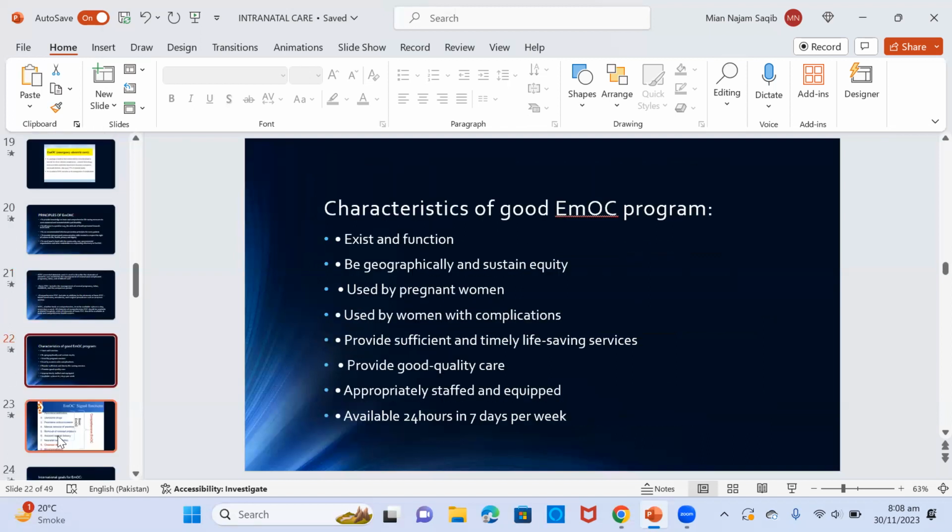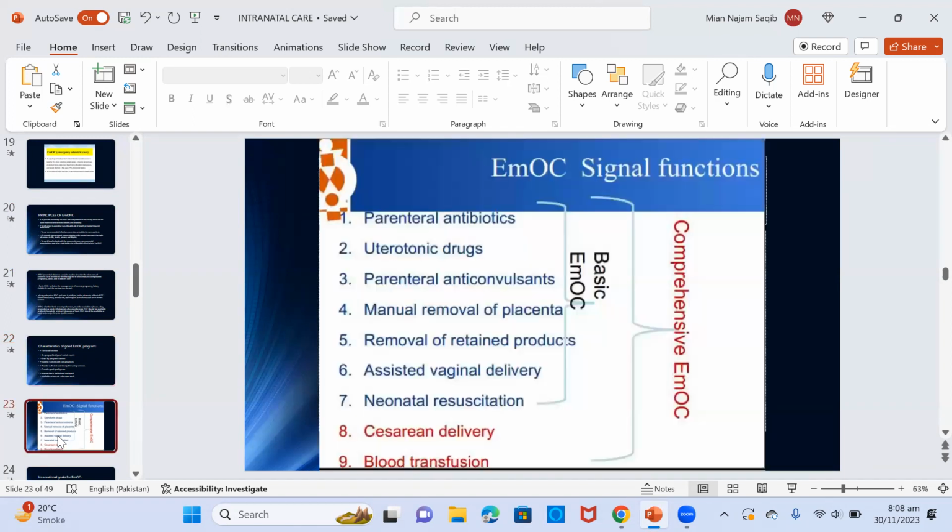Characteristics of a good EmOC program include that it exists and functions, is geographically distributed and sustains equity, is used by pregnant women, is used by women with complications, provides sufficient and timely life-saving services, provides good quality care, is appropriately staffed and equipped, and is available 24 hours a day and 7 days per week.